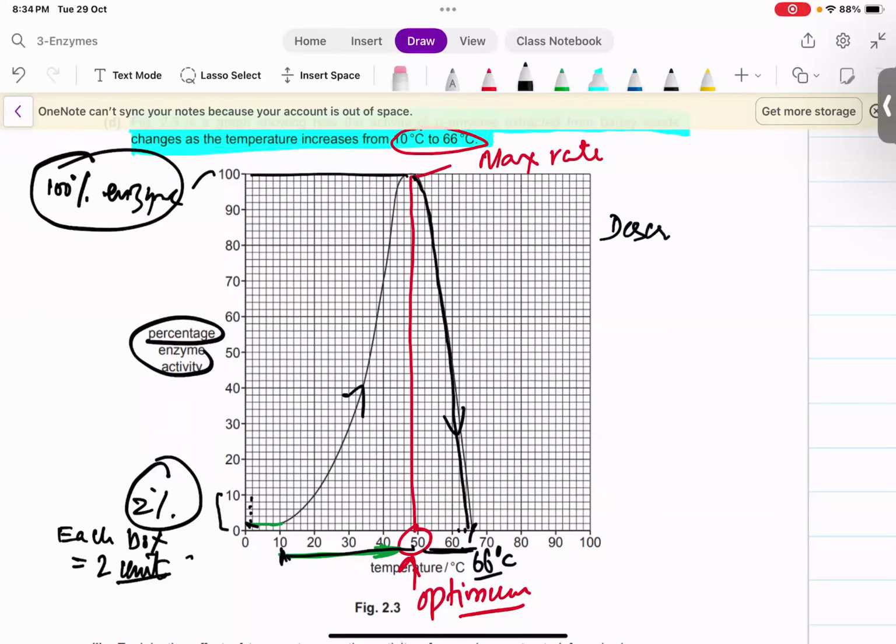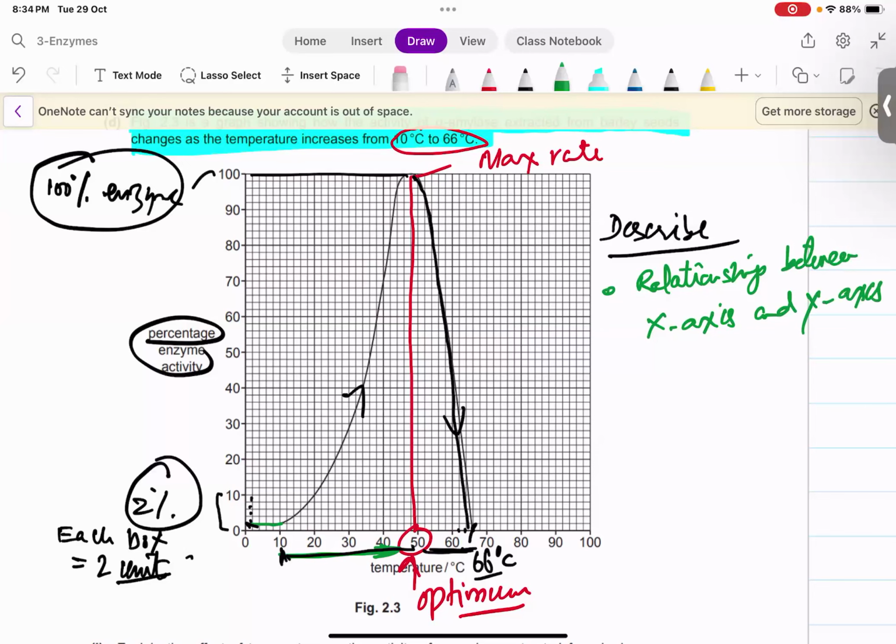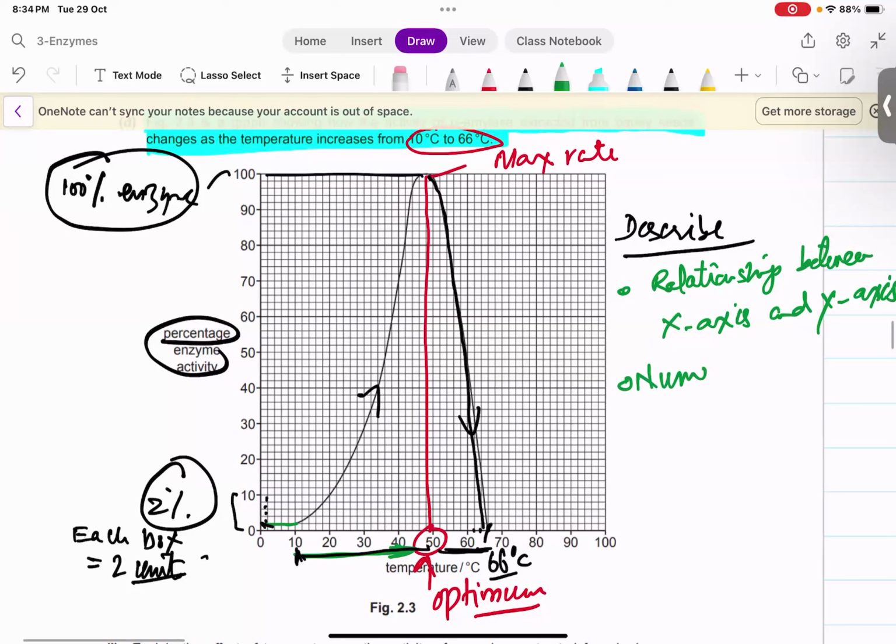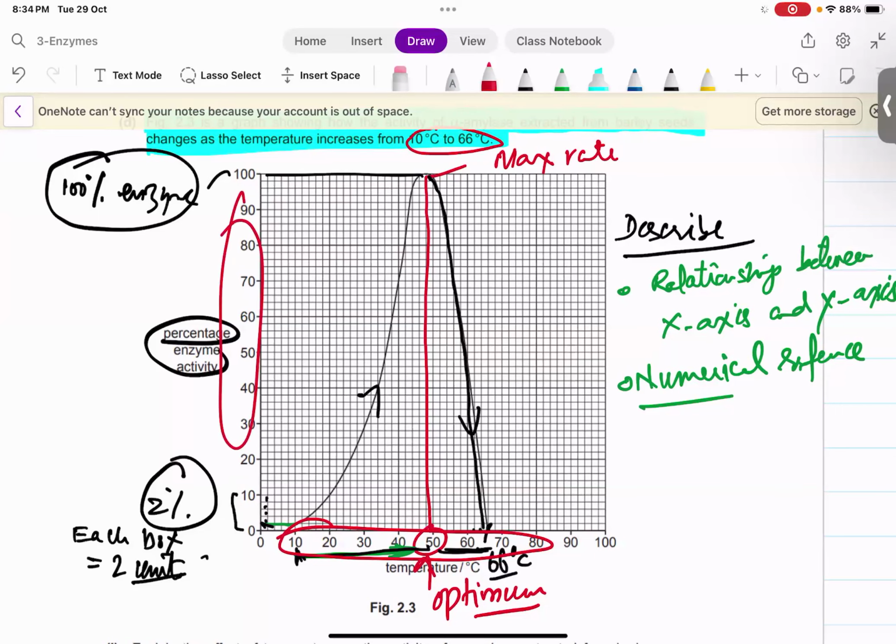When you describe this graph, you give two things. Number one, you write the relationship between x-axis and y-axis. And you should also give a numerical reference, or the numerical code. The numerical code will be the values that you pick up from the x-axis and the values that you pick up from the y-axis. So let's see.